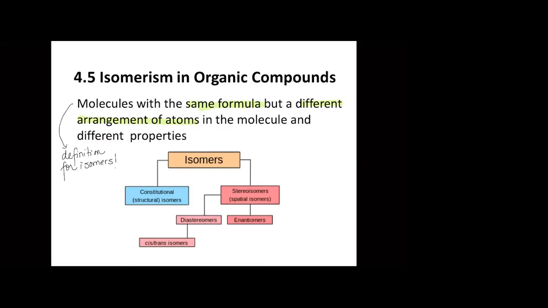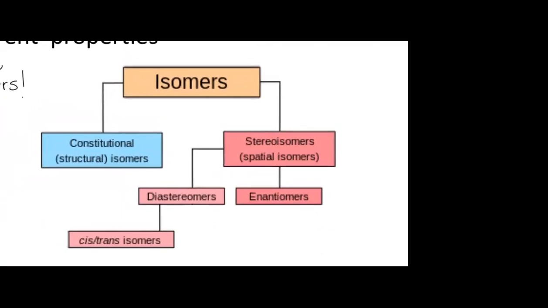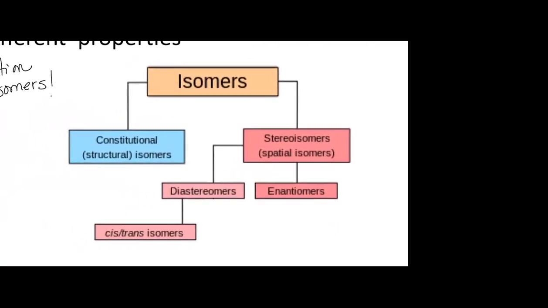Now, since these molecules are going to have different attachment of atoms, they're going to have different chemical properties and different physical properties. So what are the types of isomers that you guys need to know? The ones given in this flow chart. So let's define them. There are 2 major families of isomers. On the left, in the blue box, you guys have what are called constitutional, in other words, structural isomers.